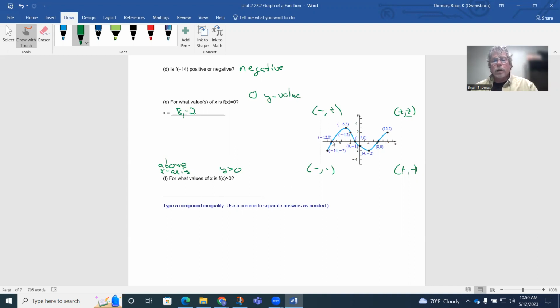So what we're picking up on is it stays above 0 starting at negative 12, and it stays until you get to where x is negative 2. So between negative 12 and negative 2, this is going to be a between statement. These are your x values, your domain values, your input values.